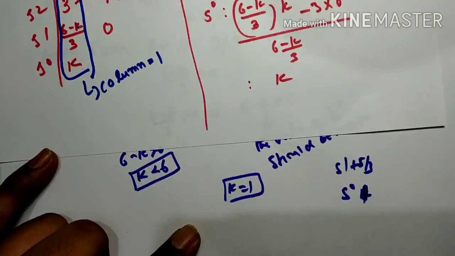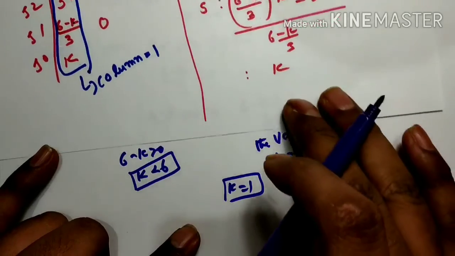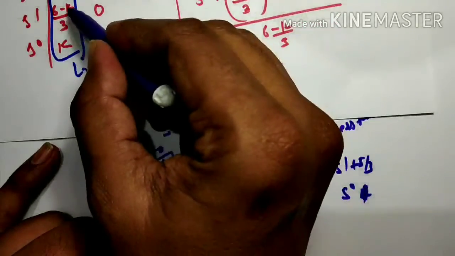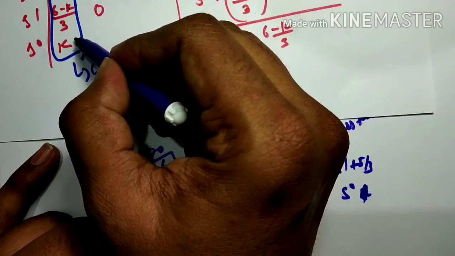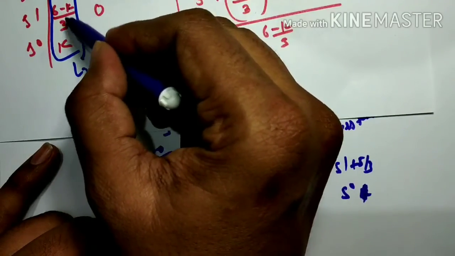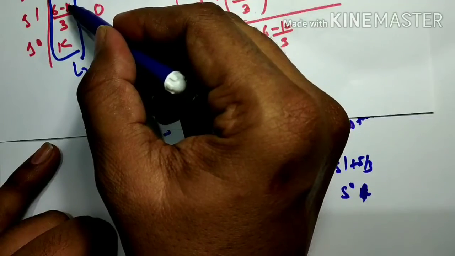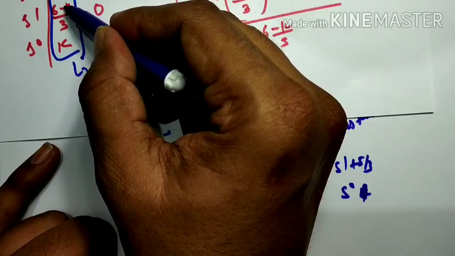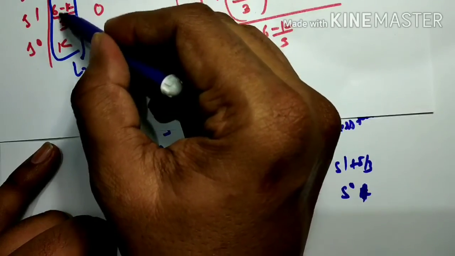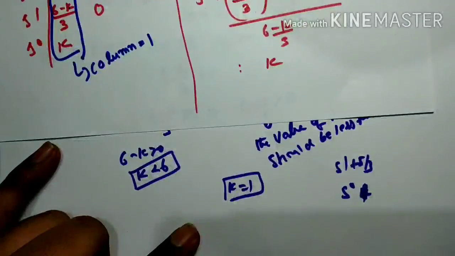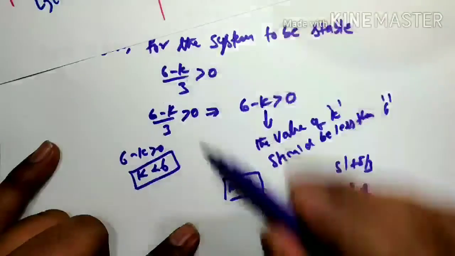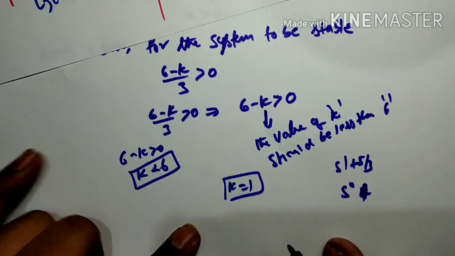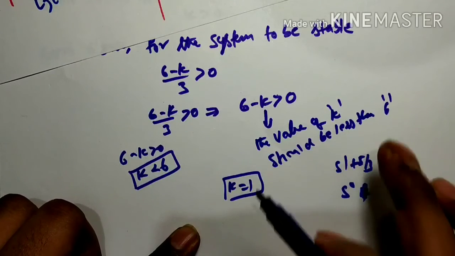If we substitute k equal to 3, you get a positive value. If we substitute k equal to 4, you get a positive value. When we substitute k equal to 5, 6 minus 5 by 3 gives 1 by 3, a positive value. When you substitute k equal to 6 or above, you will get 0 or a negative value, therefore the system becomes unstable. So for the system to be stable, the k value should be less than 6.